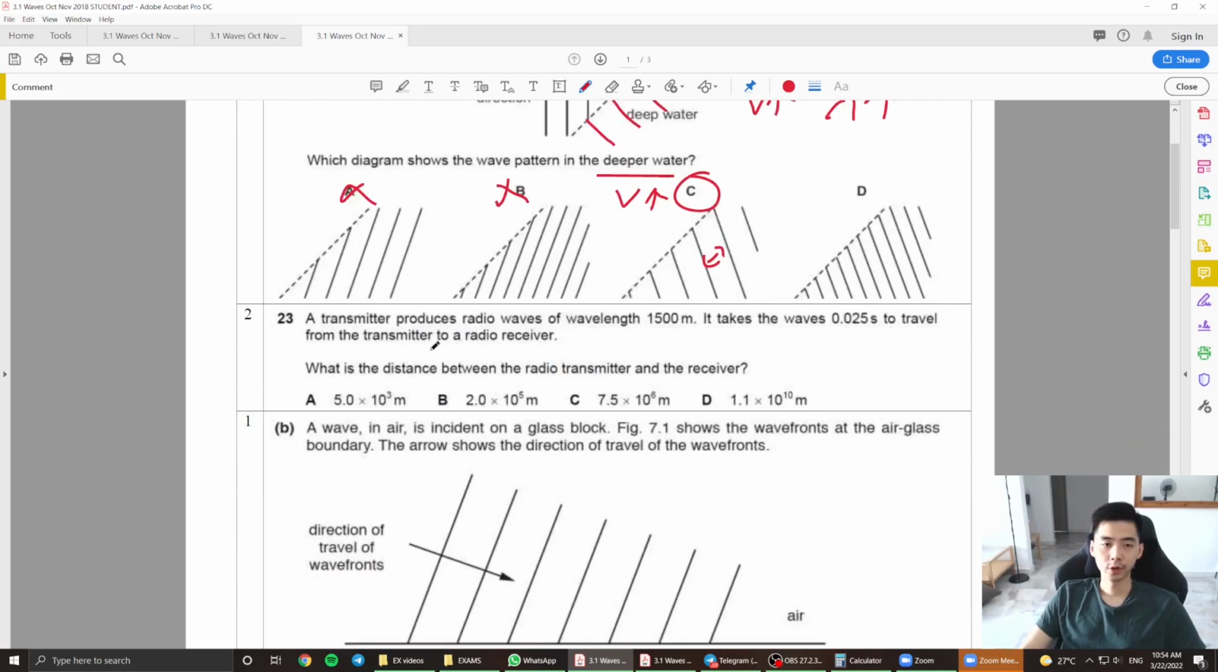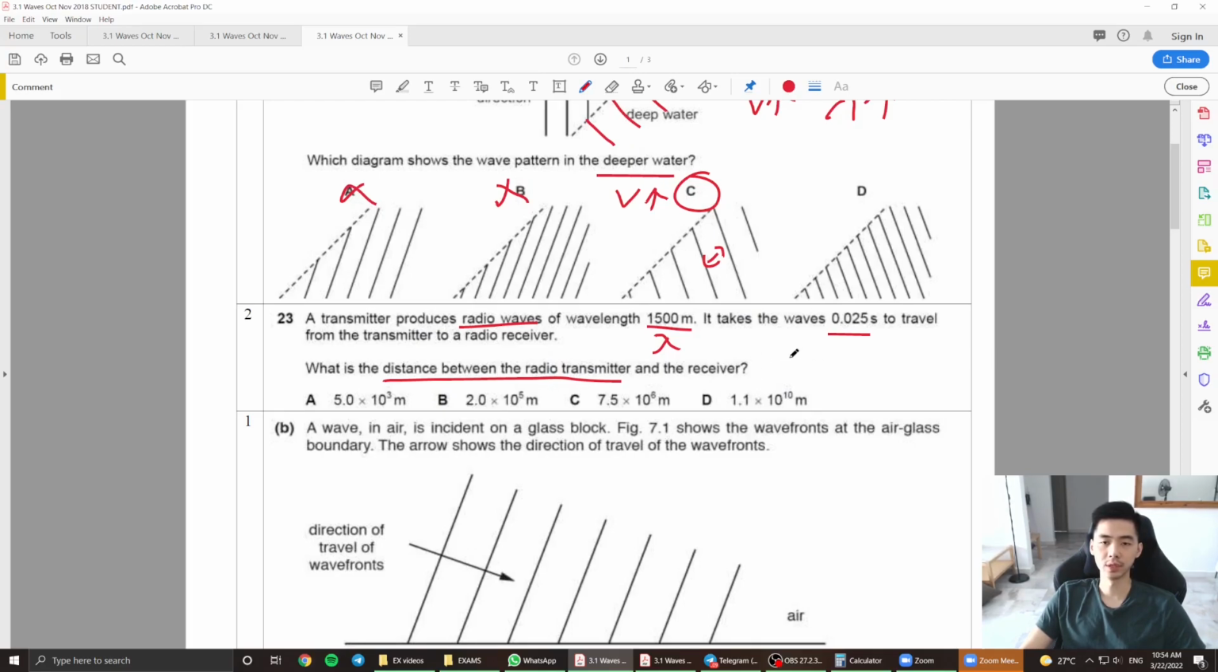Okay, then moving on to this next part here. A transmitter produces a radio wave of wavelength 1500 meters, which is the wavelength. It takes the wave 0.025 seconds to travel from the transmitter to the radio receiver. What is the distance traveled by the radio wave between the radio transmitter and the receiver here?